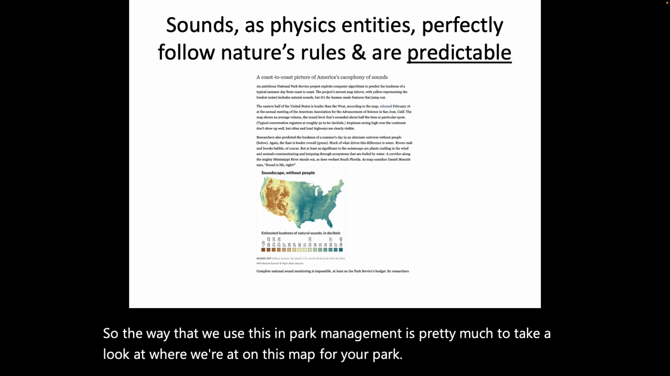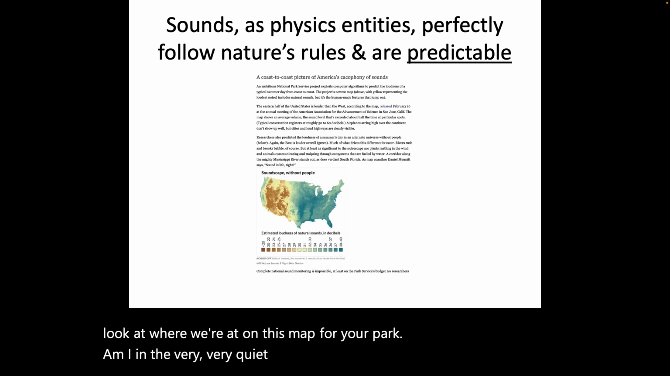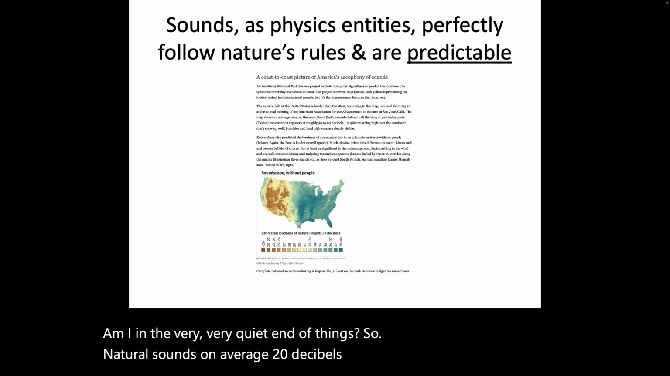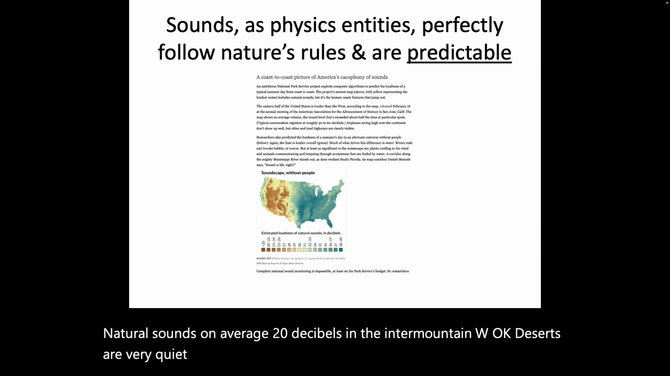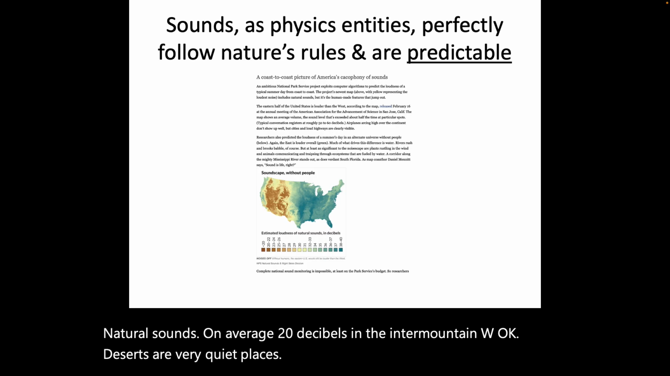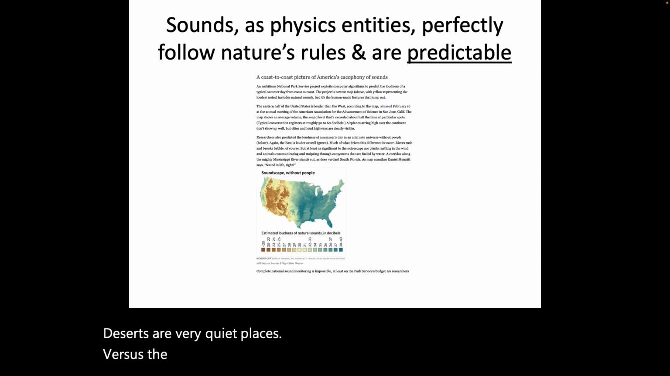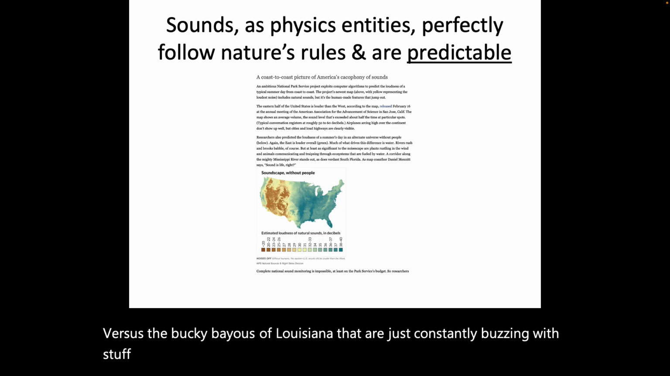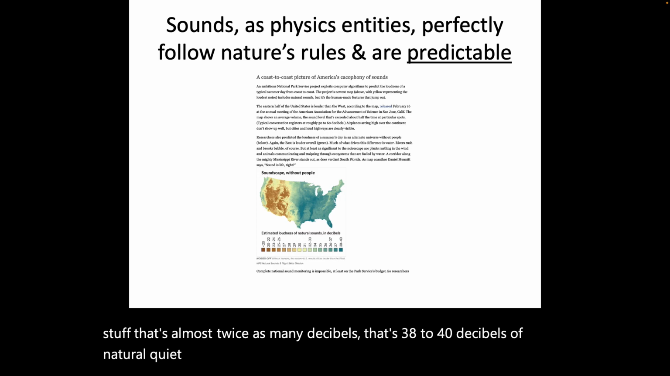Am I in the very, very quiet end of things? So natural sounds on average 20 decibels in the Intermountain West. Okay. Deserts are very quiet places. Versus the buggy bayous of Louisiana that are just constantly buzzing with stuff. That's almost twice as many decibels. That's 38 to 40 decibels of natural quiet. Okay? So that's a big range.